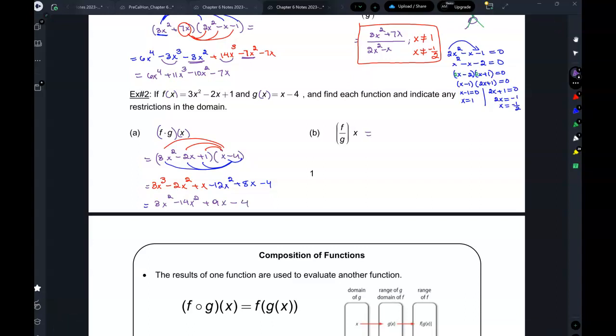Complicated. So here, f over g of x. F of x is this. G of x is x minus 4. Right? But now I have a variable in the denominator, so what do we do? Set the denominator equal to 0. X equals 4, so I say, okay, x cannot be 4. That is a restriction. We always only set the bottom. Just the denominator, because the denominator is the only problem. The top can be whatever it wants. The bottom may never be 0.